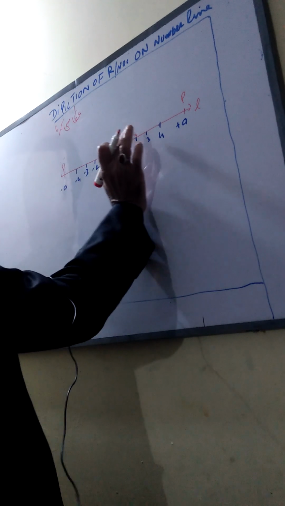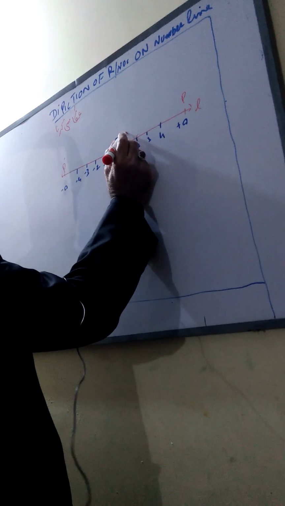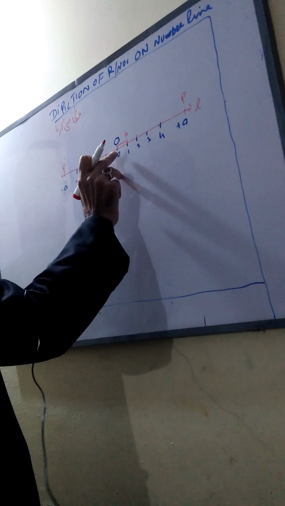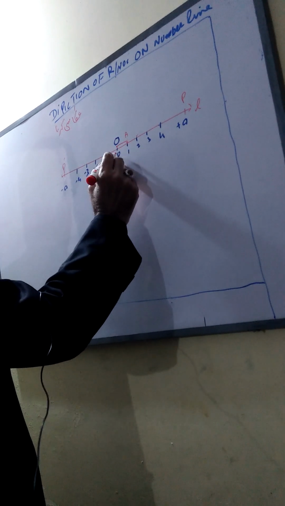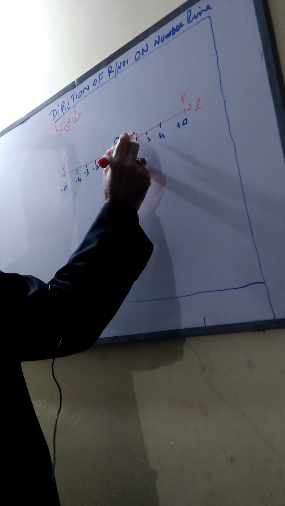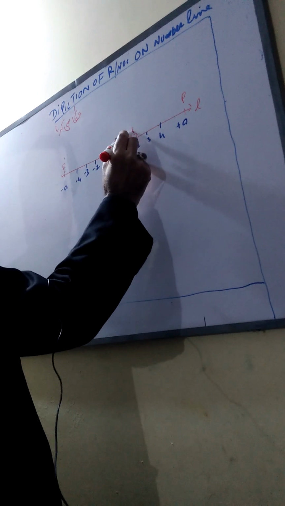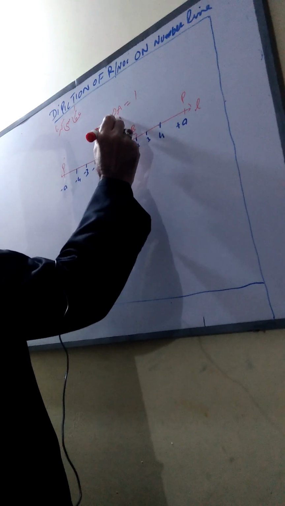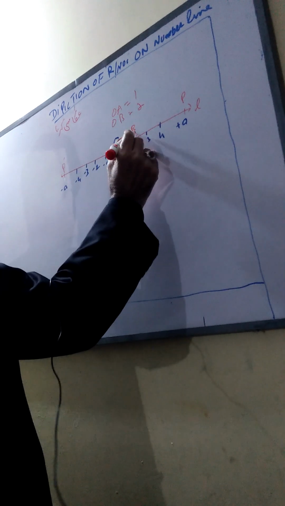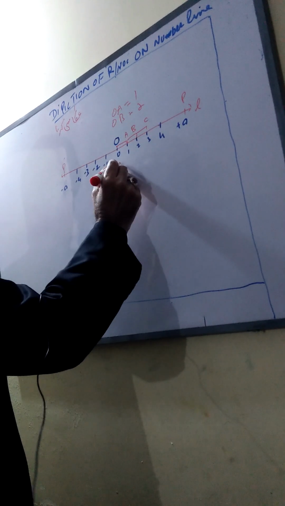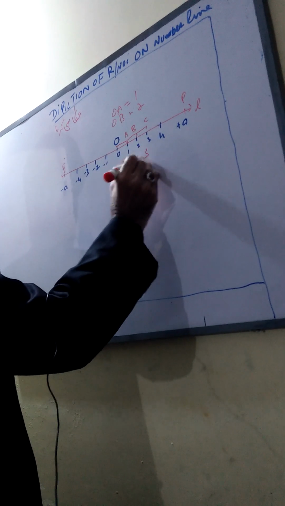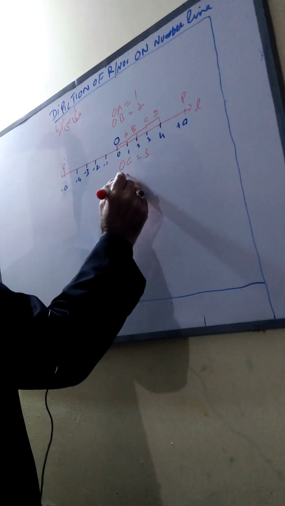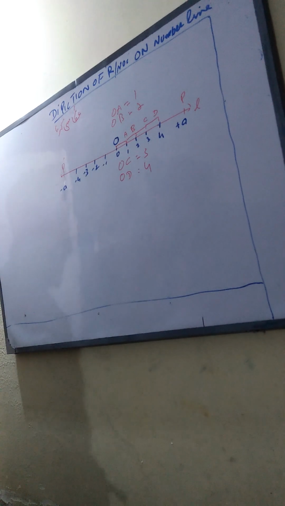OA, for example, you write here A. This OA represents 1 unit from origin O to 1, and from origin O to 2. O to A is 1 unit, and O to B is 2 units, and this is C. Then O to C is 3 units. Then this point will be D. Then O to D is called 4 units.